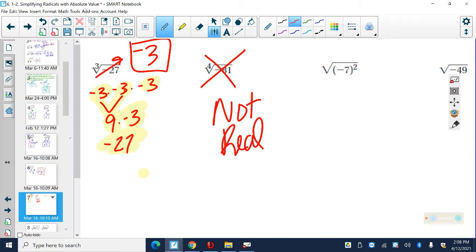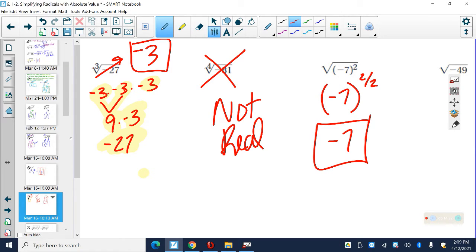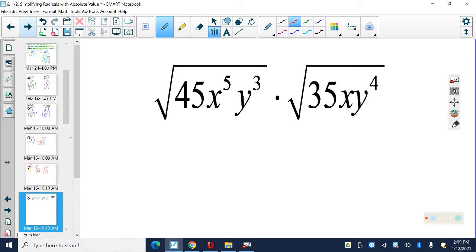Now what is the square root? This is negative 7. My power is 2 and my root is 2. What is 2 divided by 2? 1. So therefore, negative 7 is my answer. Okay, next.